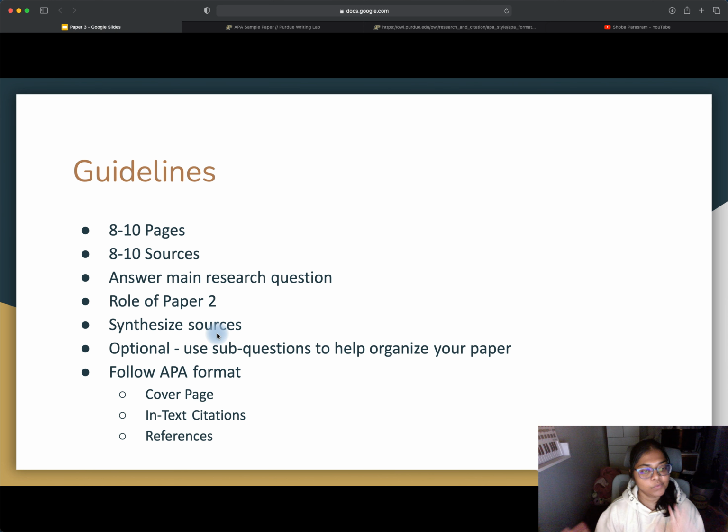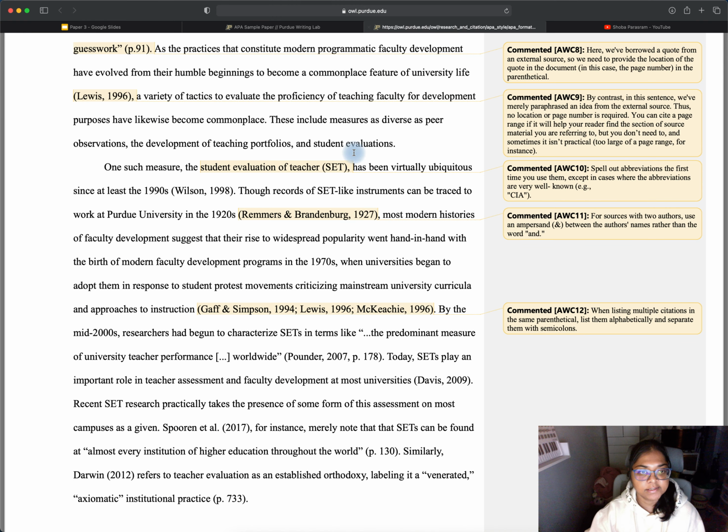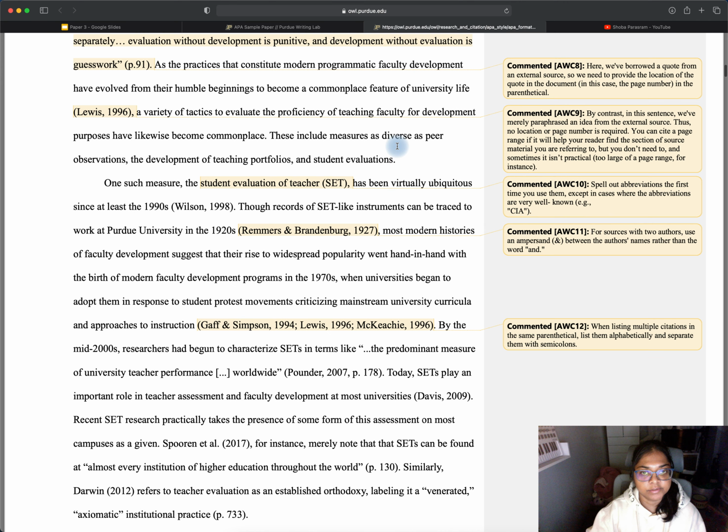There are 2 basic ways that you can synthesize your sources, and I talked about this more when we were going over paper 1, so you can review that lecture video if you want further discussion on how to synthesize your sources. But there are two basic ways. If we look at the sample student paper, the APA sample student paper, we can see that one of the ways of synthesizing is to list multiple sources in your parenthetical citation at the end of your quote or your paraphrase or your synthesis.